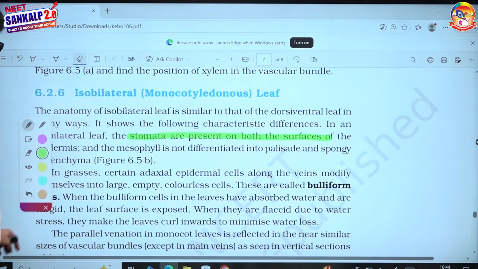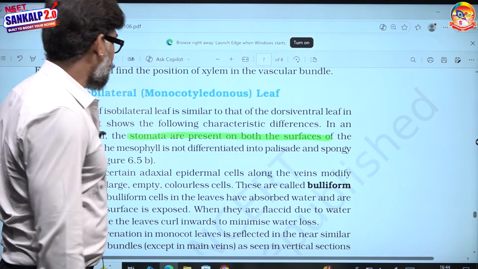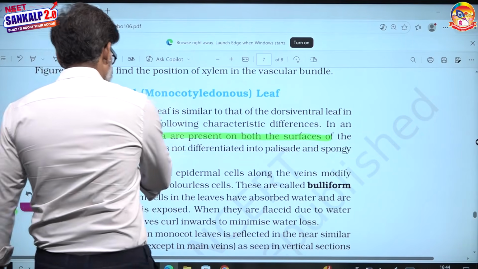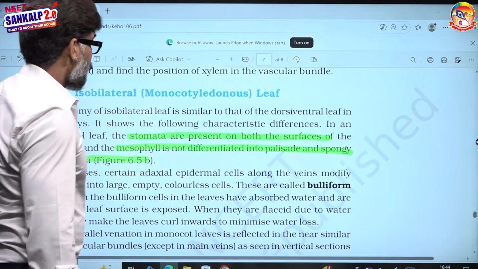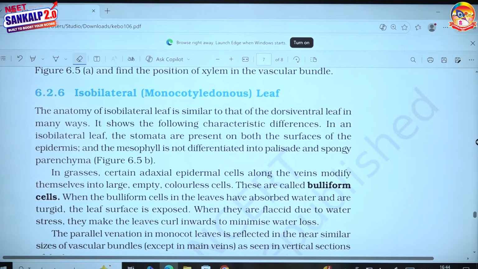The second difference we are watching is that the mesophyll is not differentiated into palisade and spongy parenchyma. These are the two main differences that you will notice in the anatomy of the dorsiventral leaf and the isobilateral leaf.